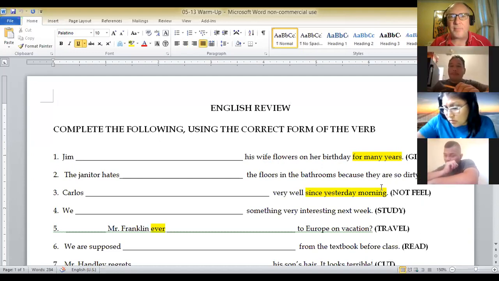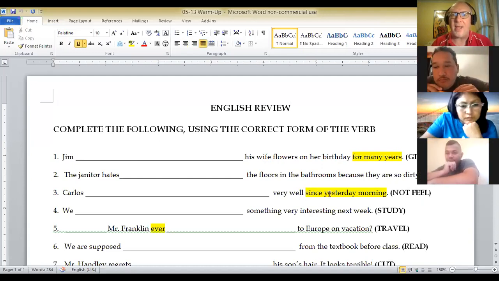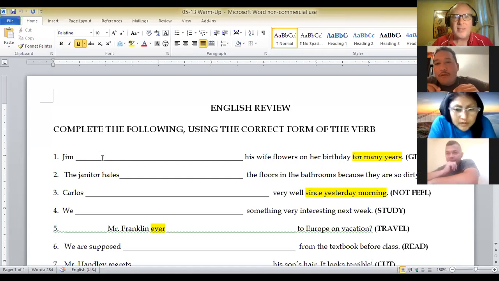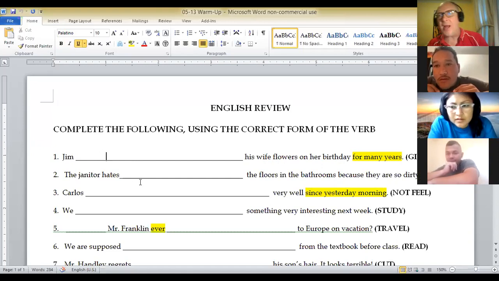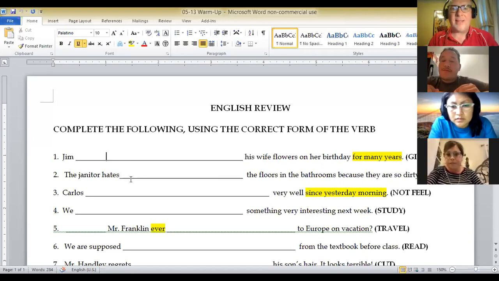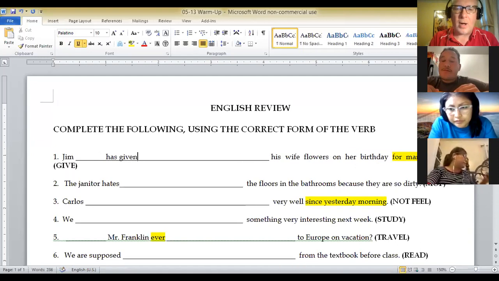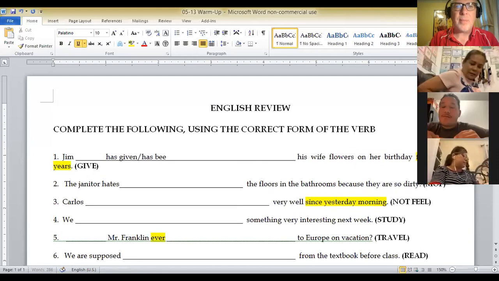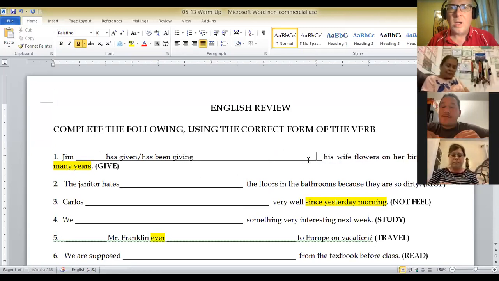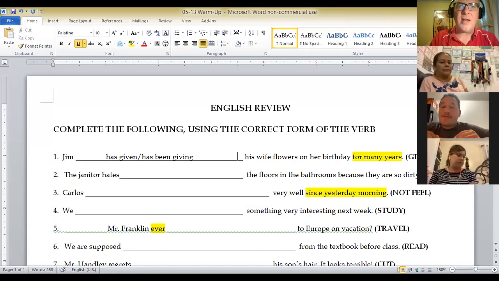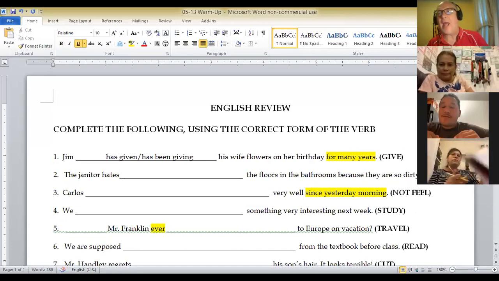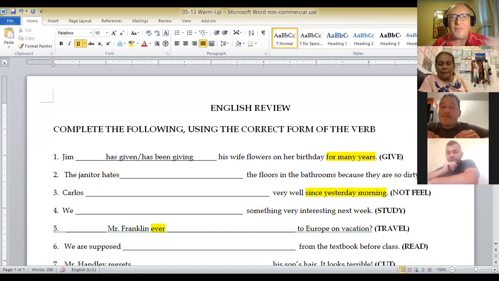What do we have here? It says for many years is our first one. Sounds like good old present perfect to me, right? Has been giving, has been given. An action that started in the past and is still happening today. She has been giving his wife flowers on her birthday for many years.